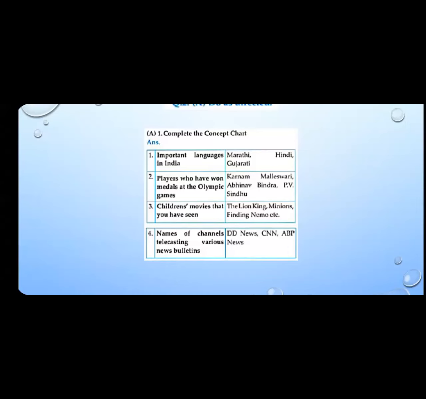Children's movies that you have seen: Lion King, Minions, Finding Nemo, etc. Name the channels telecasting various news bulletins. So there are DD Doordarshan News, CNN, ABP News. You can mention other news channels as well, students. It's like an open-ended question.